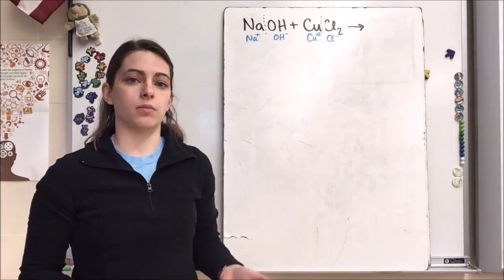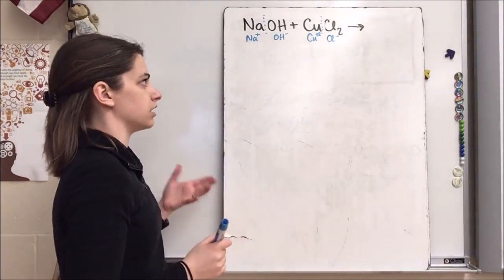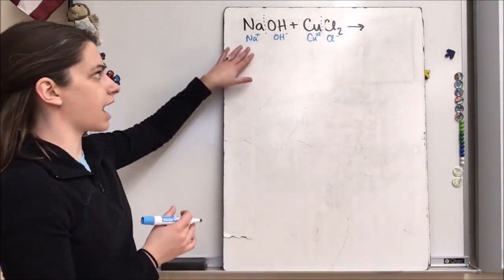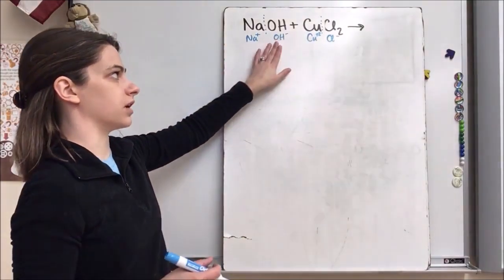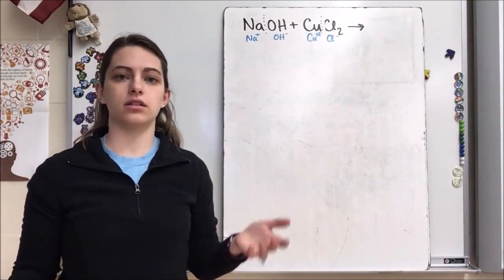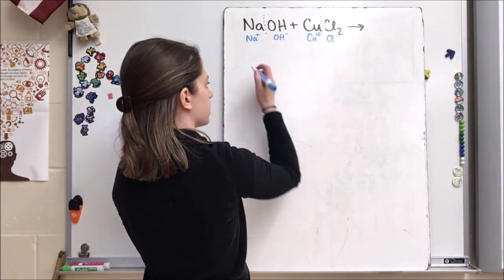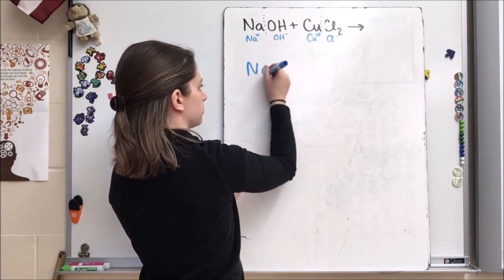And so when we write the products, the first thing that we're going to do is we're going to swap our positives. Because we can never have a positive bond with a positive or a negative bond with a negative, basically they're just going to swap partners. So our sodium is going to bond with our chlorine to form sodium chloride.